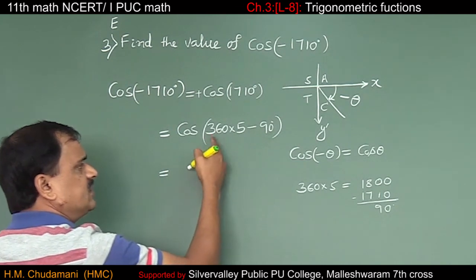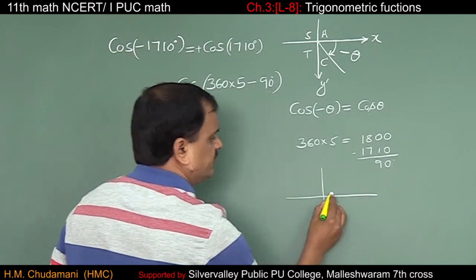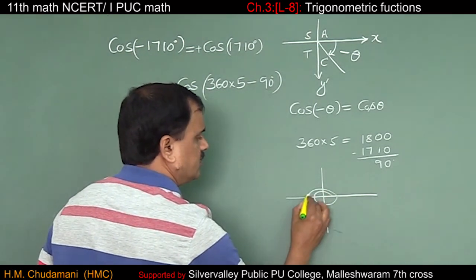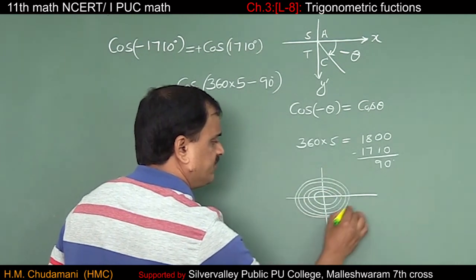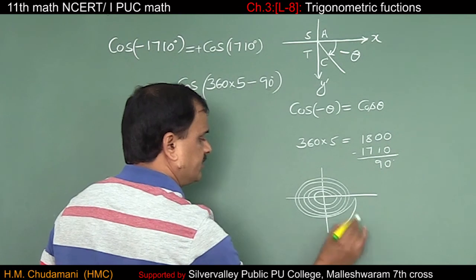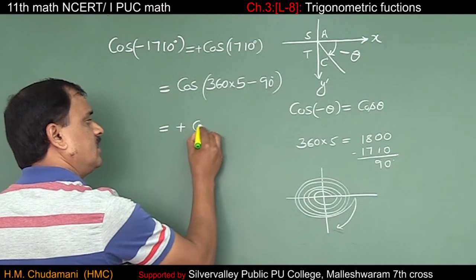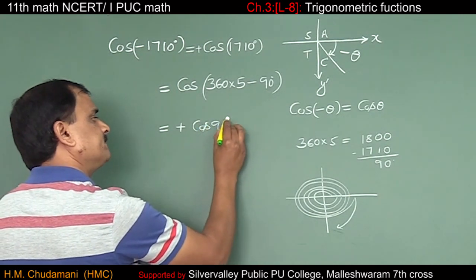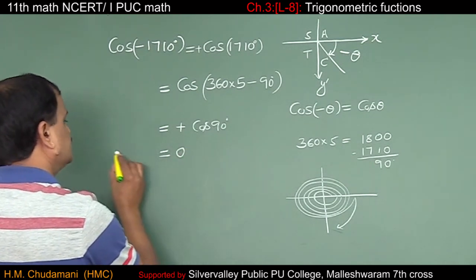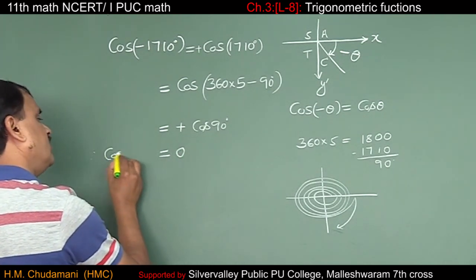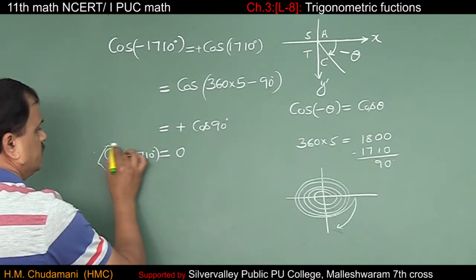Observe the multiples of 360: 1, 2, 3, 4, 5, minus 90 degrees. So, somewhere in the fourth quadrant, it is plus cos 90 degrees. Cos 90 degrees is how much? 0. Therefore, cos of minus 1710 degrees is equal to 0.